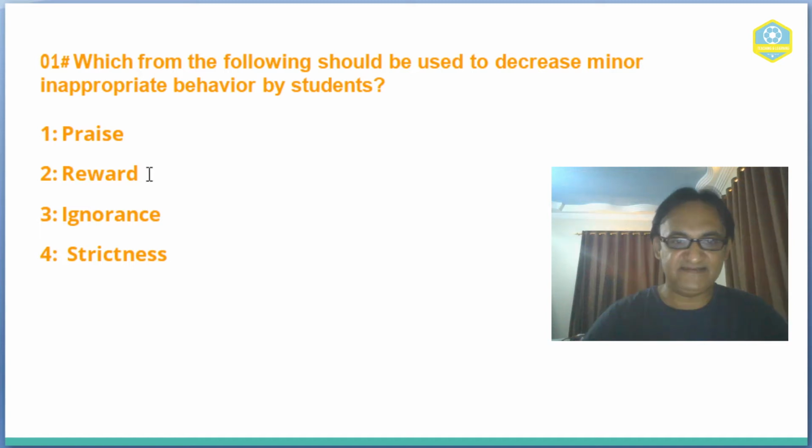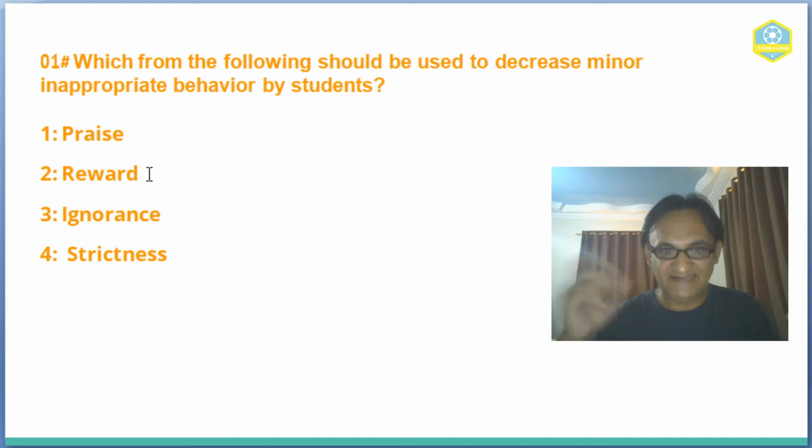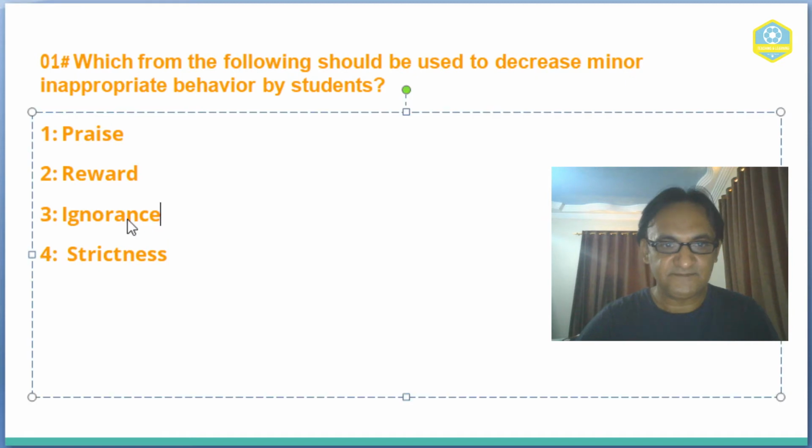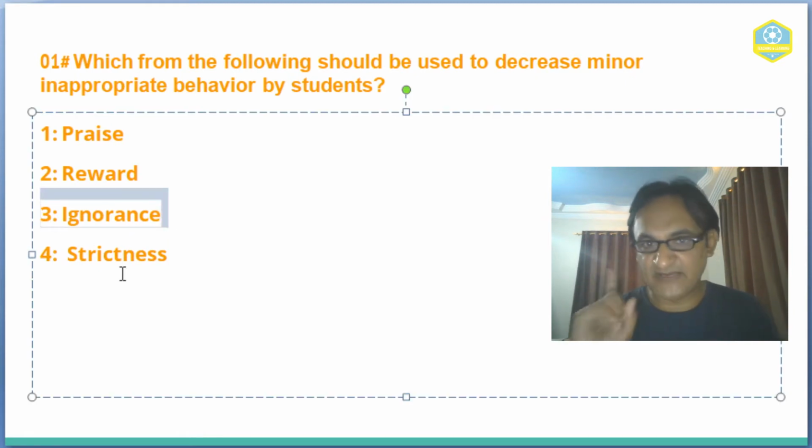Now how can you decrease it? Praise, of course not. Reward, of course not. It will help to increase the behavior. Ignorance, let's see. Strictness, no, it's not about punishment. So we're not going for the strict one; this one will increase the behavior. Ignorance, number 3, keep in mind.